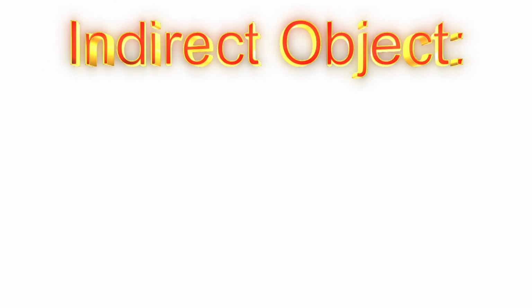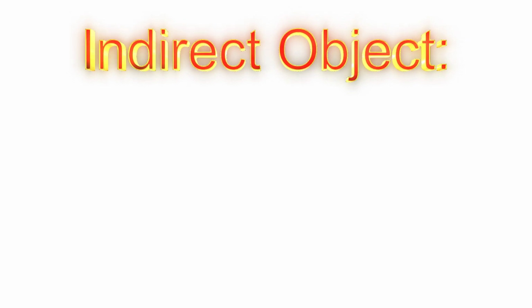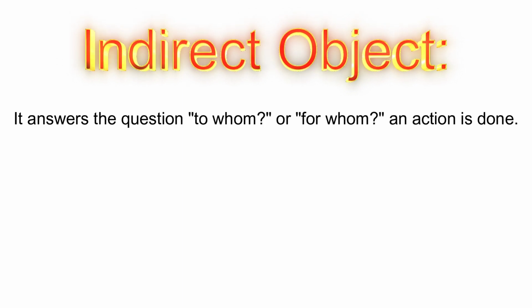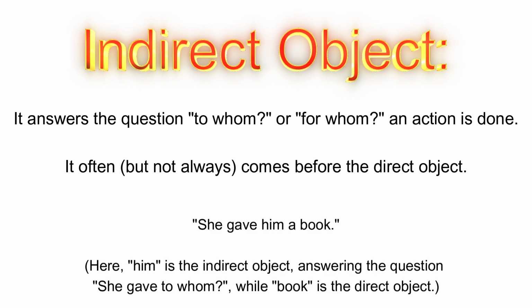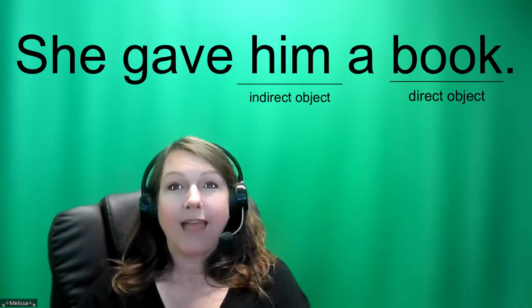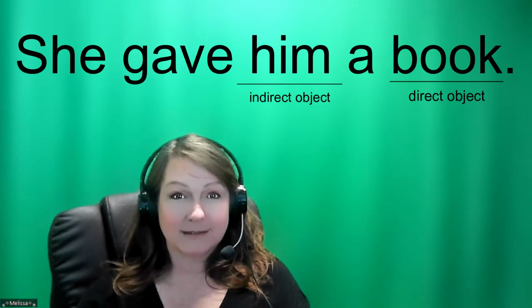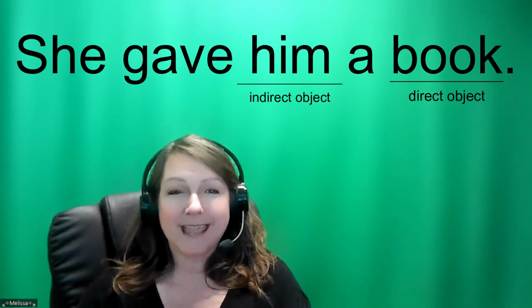Now shifting gears to the indirect object. This one answers to whom or for whom. Interestingly, it often appears before the direct object, though not always. Take this example. She gave him a book. Here, him is the indirect object, answering the question, to whom did she give something? And book is the direct object, answering what she gave.